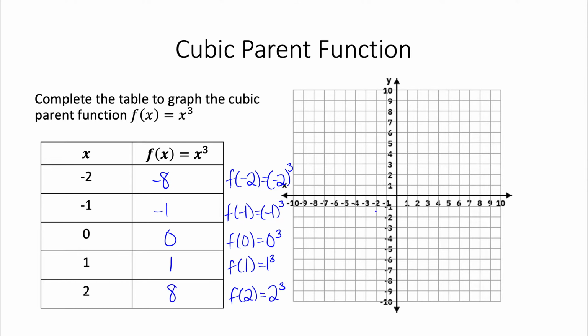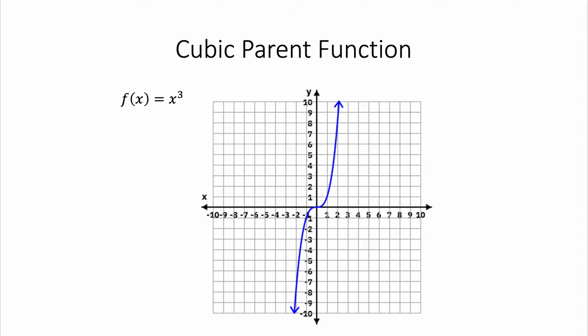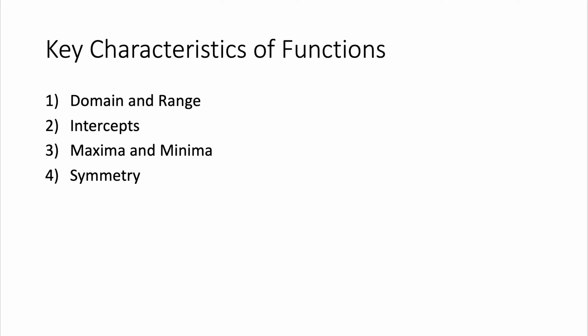So if we plot these points on our grid, we have (negative 2, negative 8), (negative 1, negative 1), (0, 0), (1, 1), and (2, 8). And if we connect these points, we can form the graph of our cubic function. So here's a little bit better picture of the cubic parent function, f of x equals x cubed.